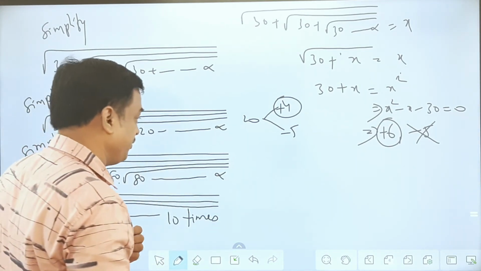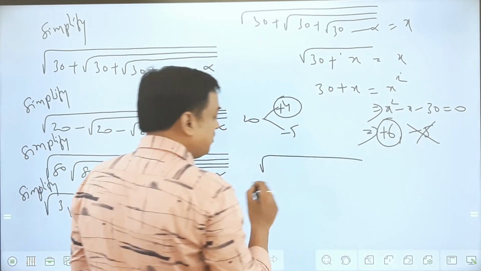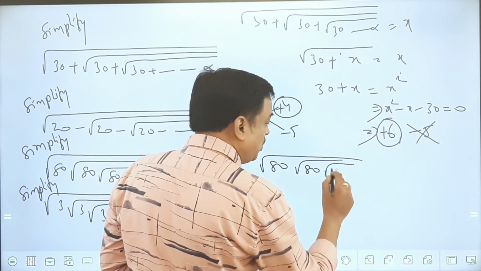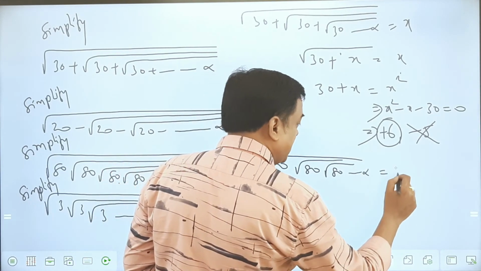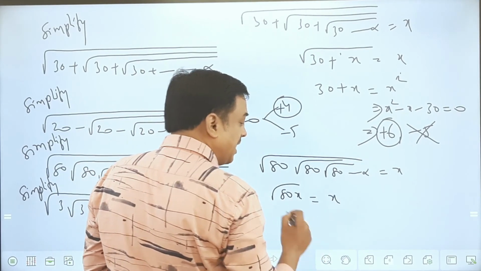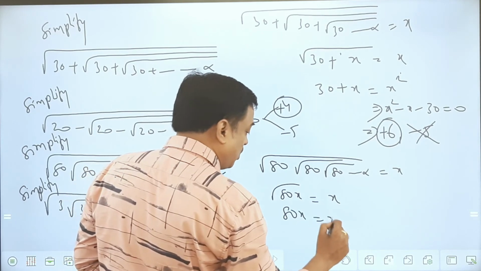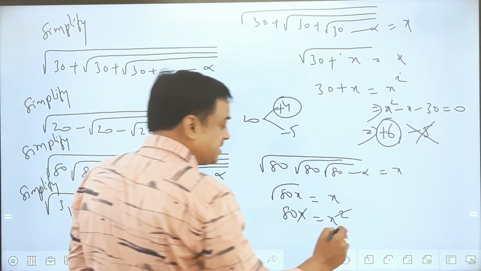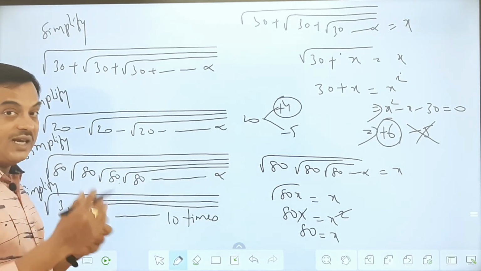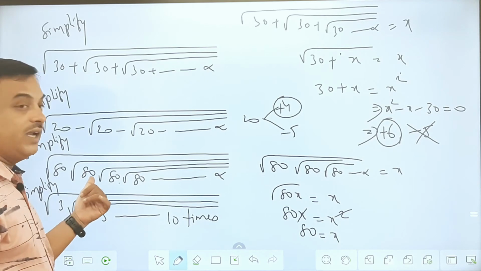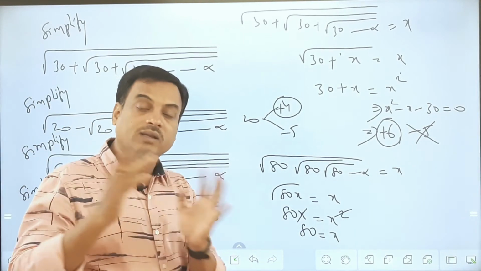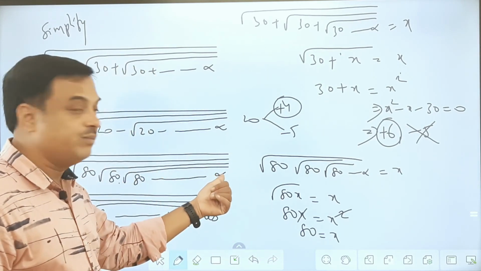Now coming to this one, all of you. If I take root of 80 into root 80 into root 80, so on up to infinity as x, then root of 80 into x will be x. Squaring on both sides, 80x is equal to x square. x and x get cancelled. My final answer is 80. So when I see these kinds of questions, let us make a direct note out of this. Root 80, root 80, root 80: the final answer is 80. Root 10, root 10, root 10: the final answer is 10, up to infinite terms.